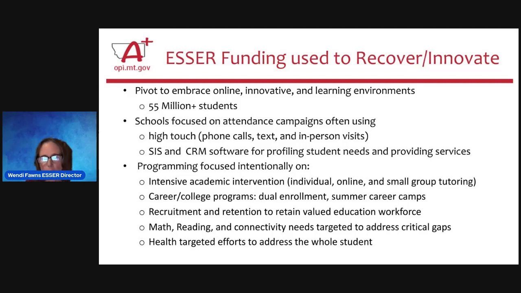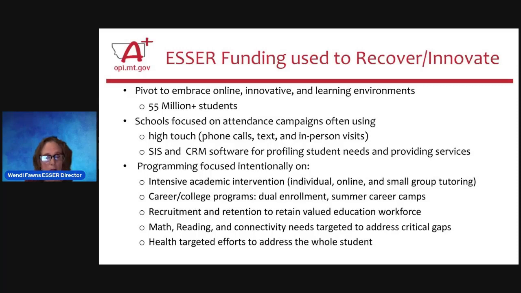And so at first, a year and a half ago when COVID funding was first initiated, we did a lot of high touch components: phone calls, texts, in-person visits. It was campaign-focused funding on attendance, trying to bring those students back. Some schools used student information systems, that's what SIS is, or CRM, customer relations management software, to profile students and target those who were most at risk of lost instructional time. How can we as teachers, administrators, and staff really grab those students and help them re-engage?